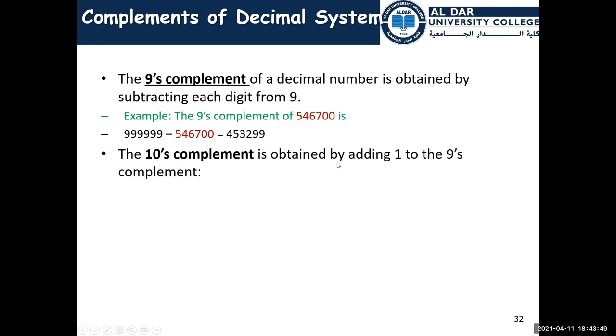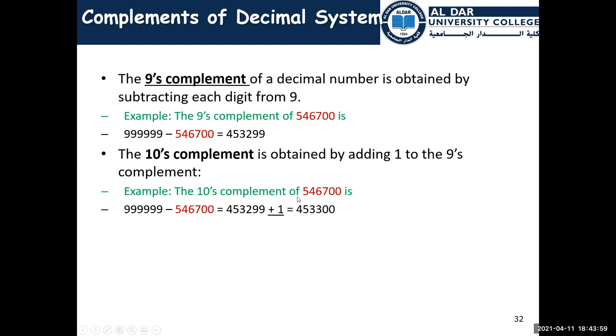So the tens complement is just the ninth complement plus 1. We have the ninth complement here. If we add 1, we get the tens complement. So for example, for the tens complement of this number, we subtract that number from nines and then add 1 to the result, and we obtain this number. This is the tens complement of the number.